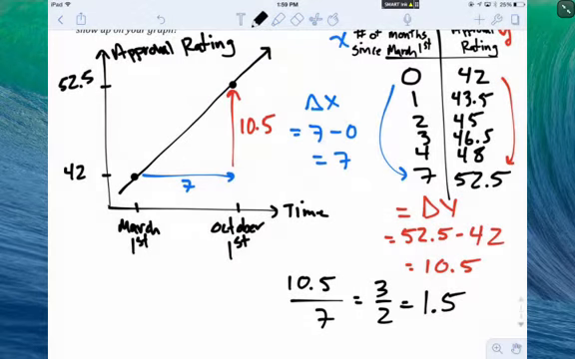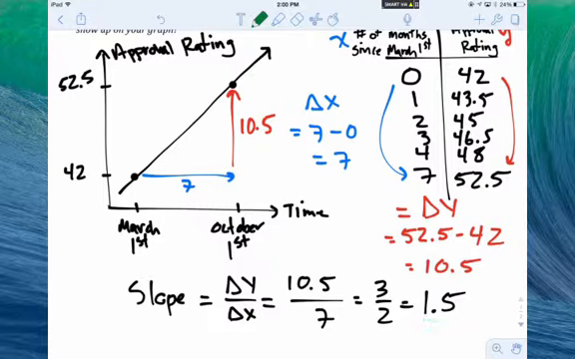And that's not surprising because we found this by taking our change in y, 10.5, and dividing it by our change in x. And that is exactly how we've been defining slope all these times. And of course, we can find this 1.5 in the graph as well. For every 1 month that goes by, there would be a 1.5 percentage increase in the approval rating. Every 2 months that go by, there would be a 3% increase in the approval rating. So all of these ratios that represent that slope or rate of change, we can find in the graph as well.